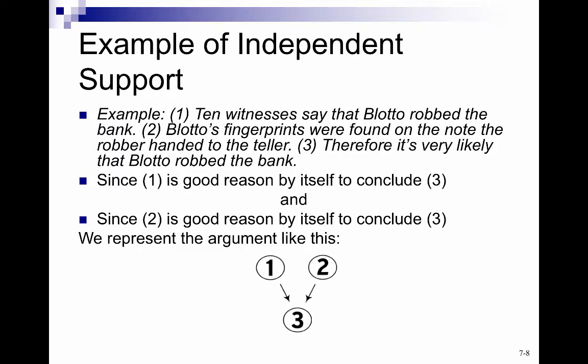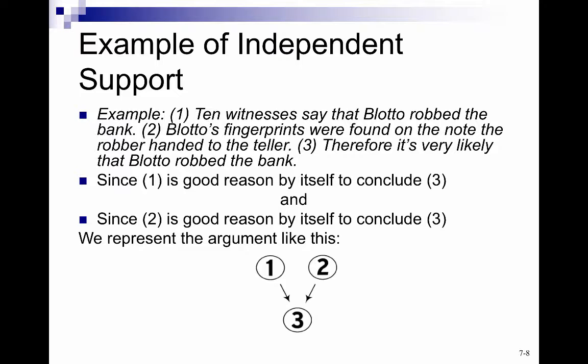The other statements, 10 witnesses say that Blotto robbed the bank, and Blotto's fingerprints were found on the note the robber handed to the teller, those are premises. So we number these statements 1, 2, and 3. Then we put 3 at the bottom because that's the conclusion, and 1 and 2 are above it. Now we need to see if this support is independent or linked. Look at the first reason.